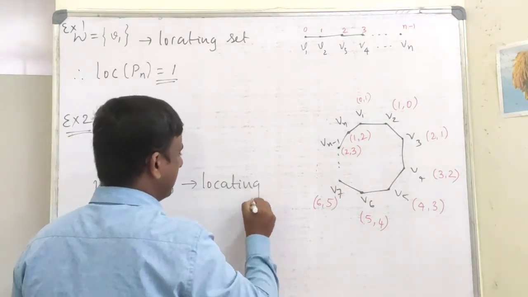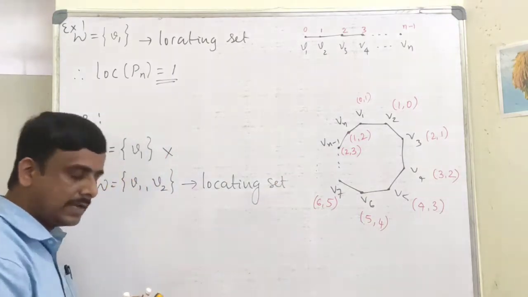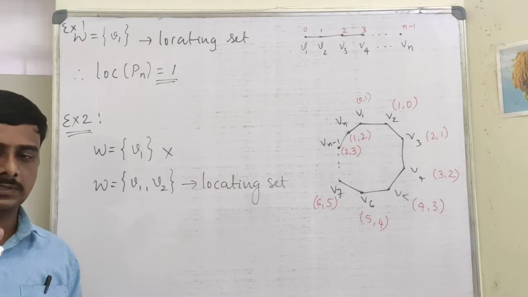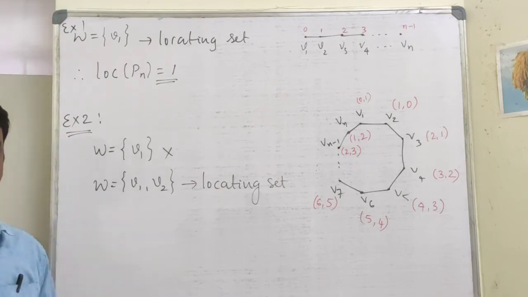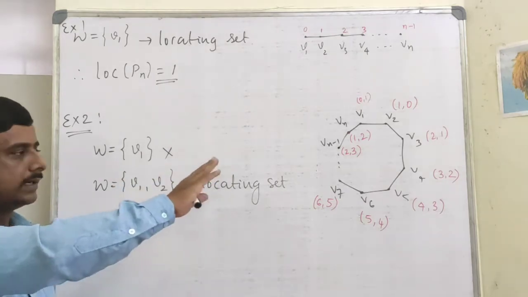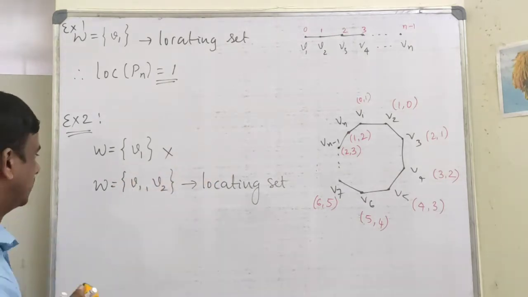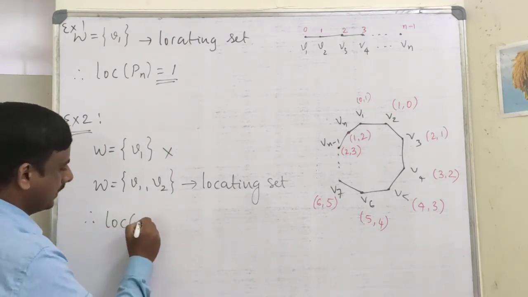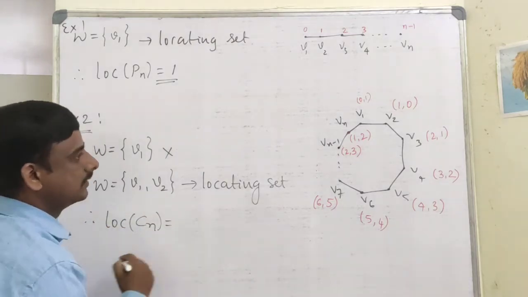If you take any other locating set, it may have cardinality at least 2, either 2 or greater than 2. 1 is not possible. If you take any single vertex, that will not be a locating set. Therefore, the location number of Cn is 2.